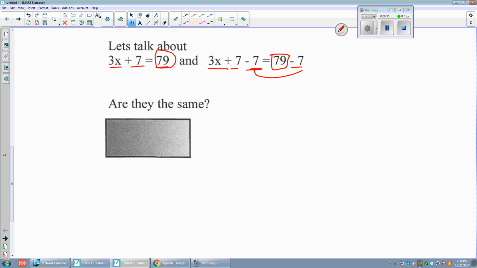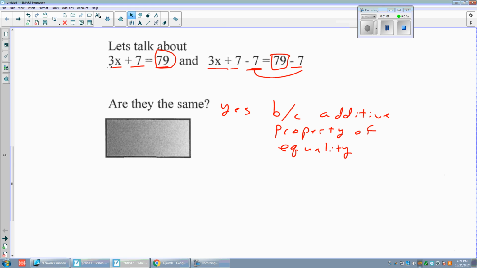So what I do to the left-hand side, I did to the right-hand side. Yes, they are the same. Yes, because now there's a property that lets us do this. And believe it or not, even though we're subtracting, it's called the additive property of equality. And that is going to be very important in what we're doing now.